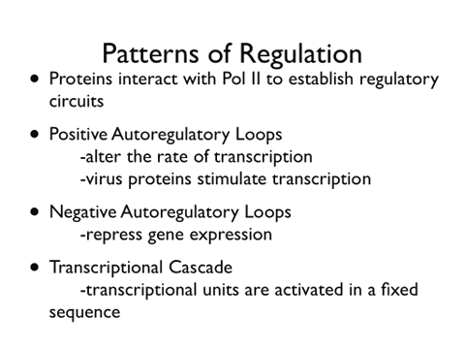Now, proteins interact with polymerase II, and their purpose is to establish regulatory circuits, to define when various regions of a virus chromosome are transcribed. Again, there are positive autoregulatory loops. They alter the rate of transcription, and the virus proteins stimulate transcription. There are negative autoregulatory loops, and they repress gene expression. They suppress what the virus is doing. And sometimes that's important so that the polymerase can move to another promoter.